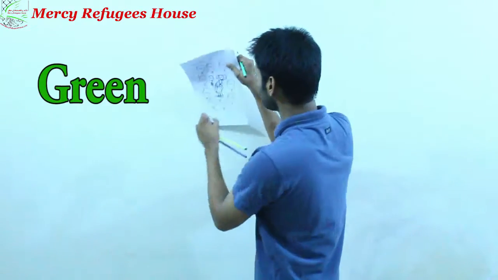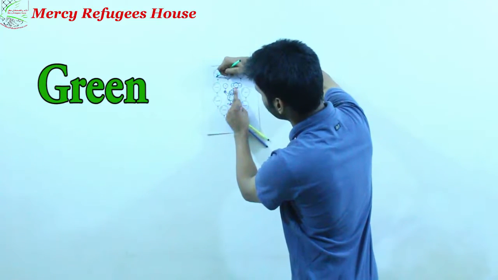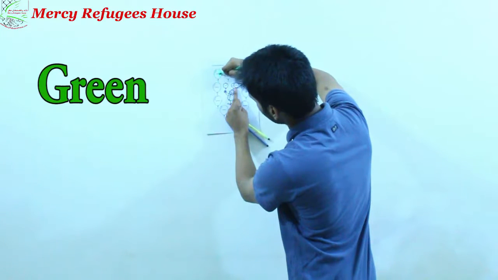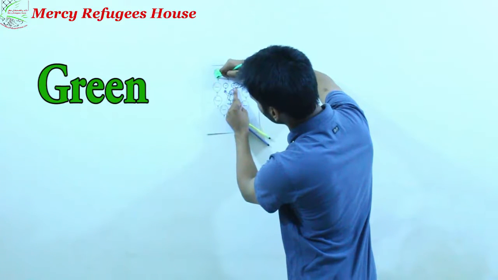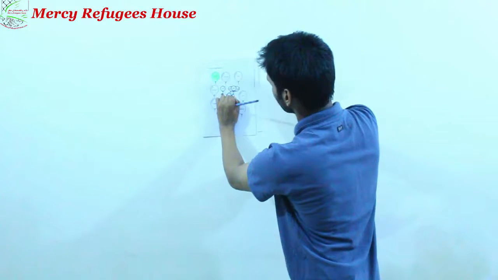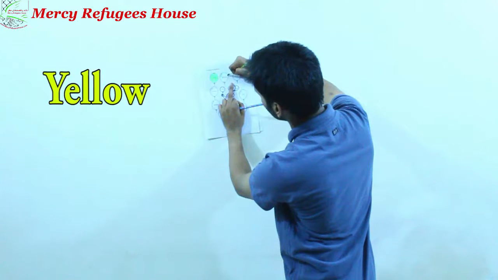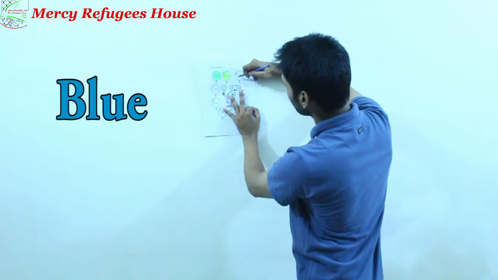I'm showing you, you just do the same thing, like take this page and paint it green in front of the student, and tell them, students, you paint these balloons green. The next one I am painting yellow. You do the same thing, show it to the student. Now I am painting it yellow. See, right? And the next one I am painting blue.